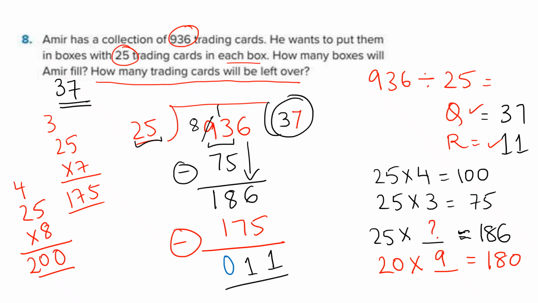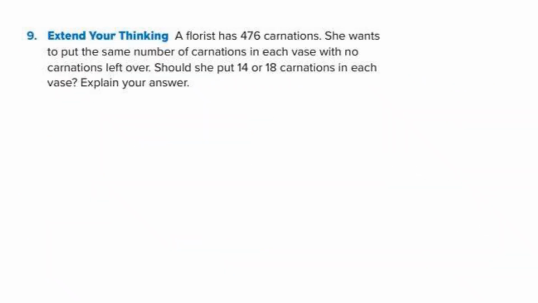And after filling 37 boxes, how many trading cards will be left? The remainder. So 11 trading cards are left. So 37 boxes with 11 leftover cards. This is your final answer. One of the most important questions from your EOT for division.